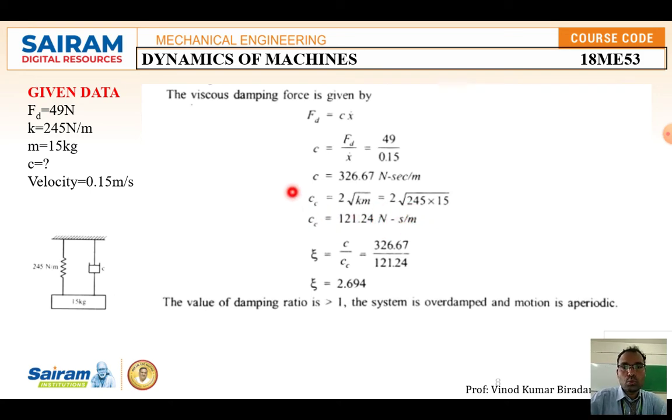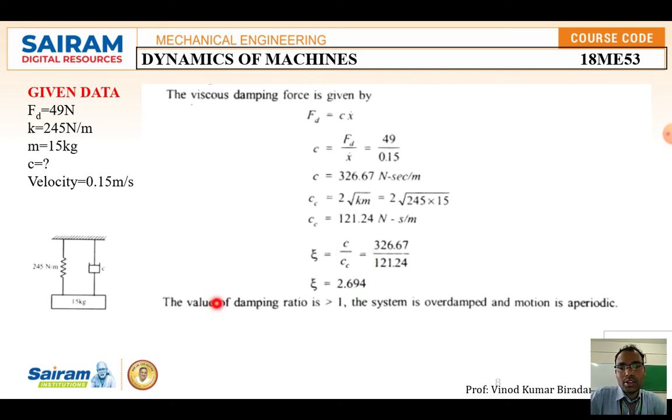We know c, and cc is also known. So zeta is equal to c by cc, and we can calculate zeta easily. Substitute c is equal to 326.67, which we calculated here, and cc is equal to 121.24. Substitute here, and you are going to get the zeta value, the damping ratio, equal to 2.694. Like this you have to solve the problem.